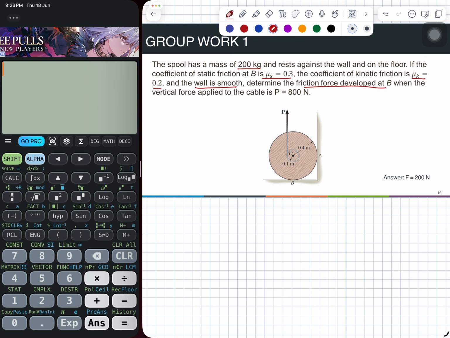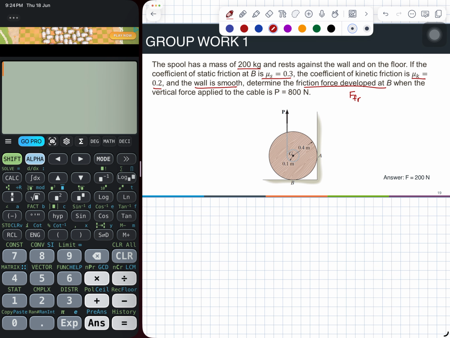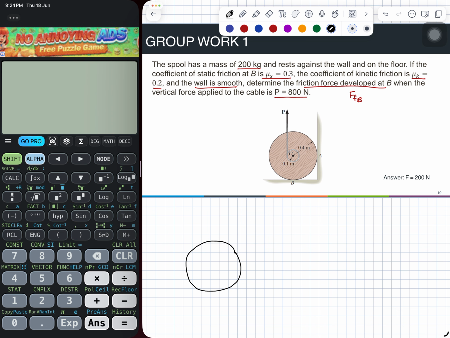So the question asks you to calculate the friction force at B. We don't know whether the spool is in equilibrium or in motion, since they give you both mu S and mu K. And they also give you the P value, which is 800 Newton. So first thing first, of course you need to draw the FBD.